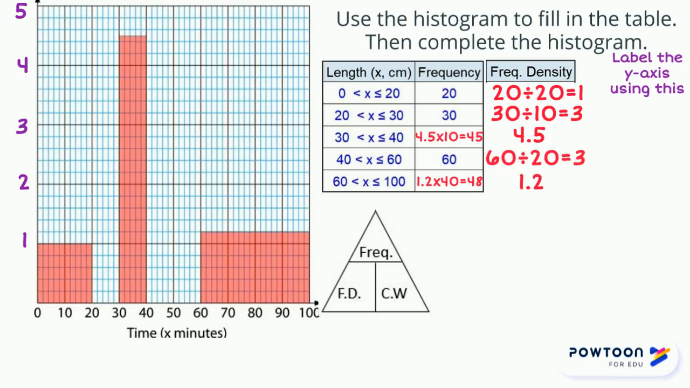Last thing is to complete the histogram. So we've got missing bars from 20 to 30 as well as 40 to 60. You're just going to use your frequency densities you found and draw the bars that tall.